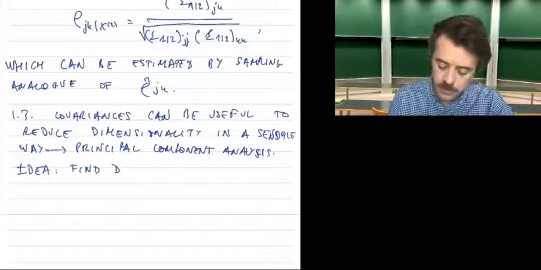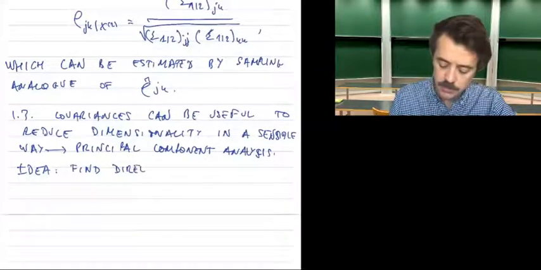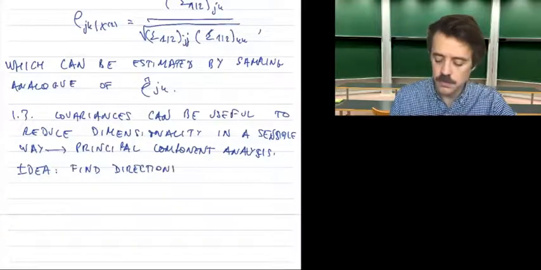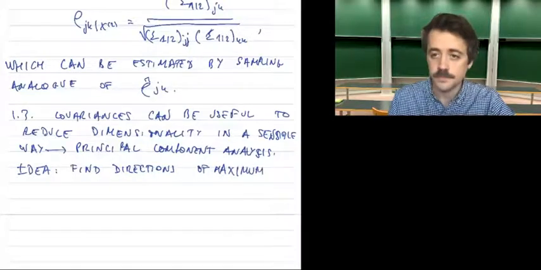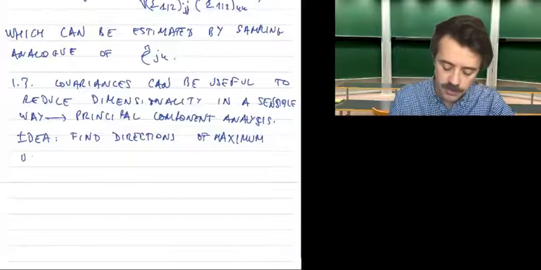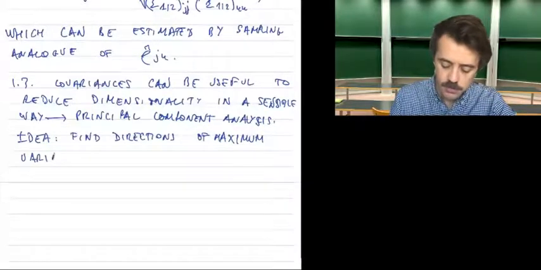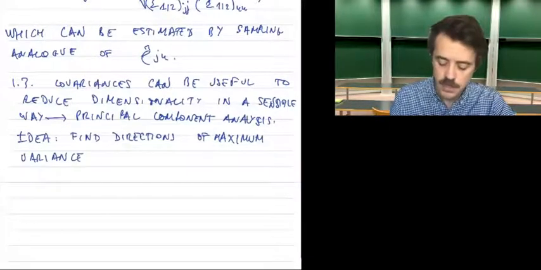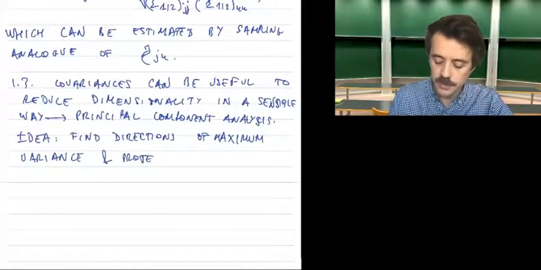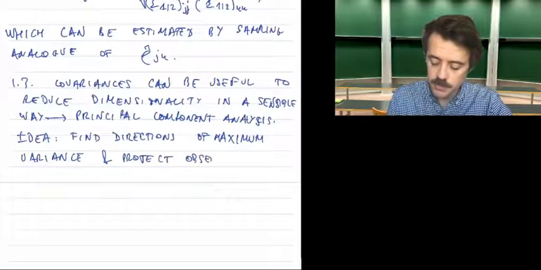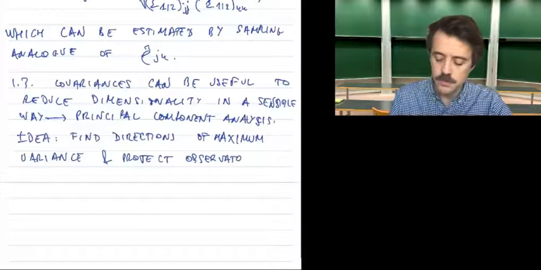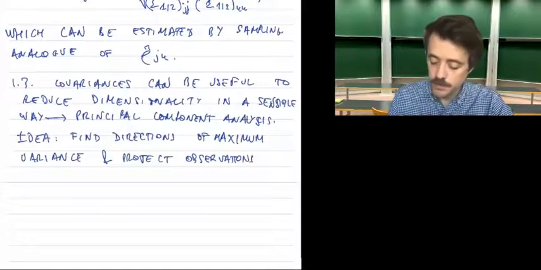Okay, let's find directions of maximum variance or variation, as you like. And then once we have these directions, we project our data. So we project the observations on them.